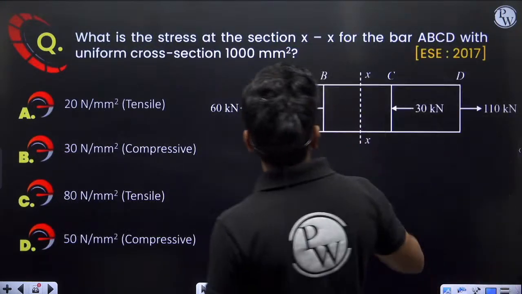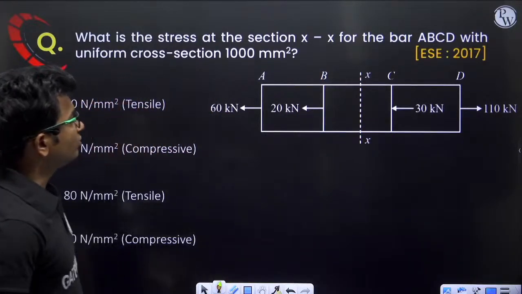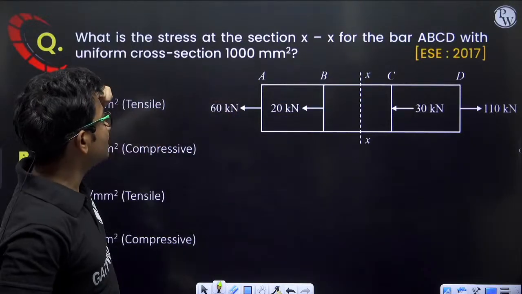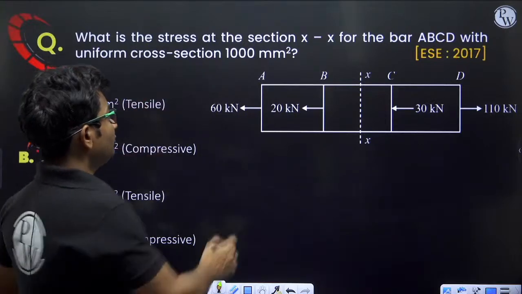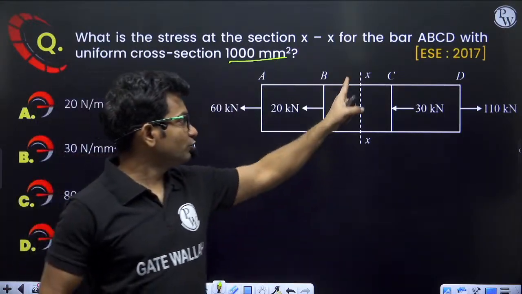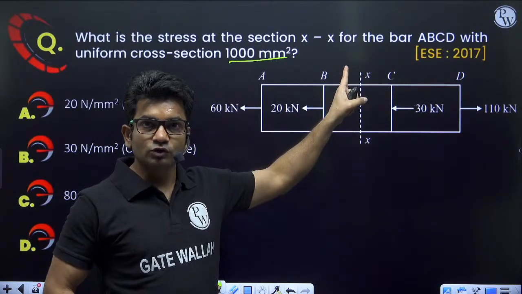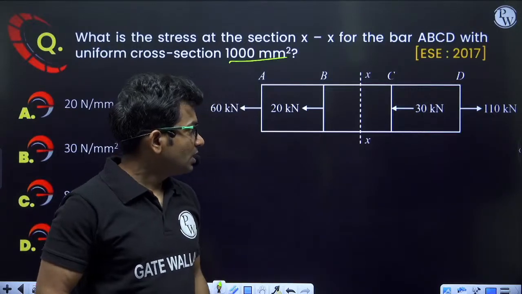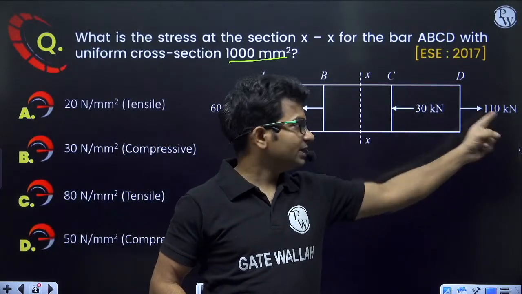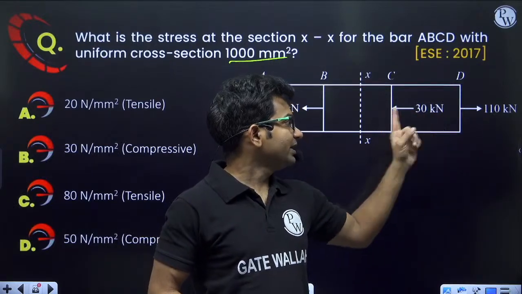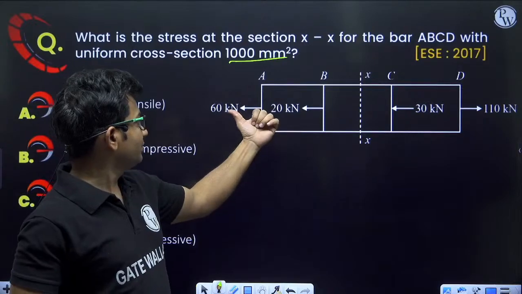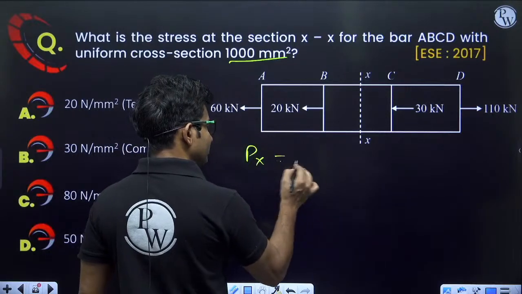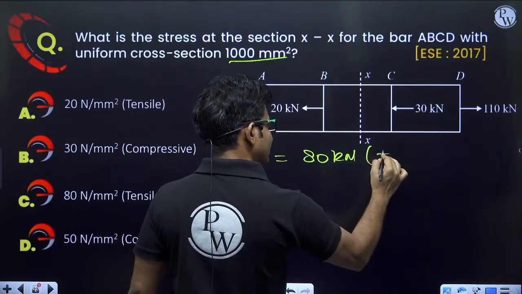What is the stress at the section XX? We have to find out the stress at this section for the bar ABCD with uniform cross section 1000 mm square. The area of cross section is given. First we have to calculate the force at this cross section XX. What will be the force? This 110 kilonewton is tensile, and this 30 kilonewton is compressive. So we get 80 kilonewton tensile. And if we check from here, 60 plus 20, 80 kilonewton will be tensile. So the force at section XX will be 80 kilonewton, tensile, positive.